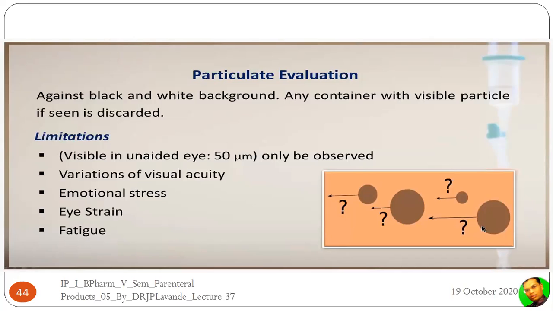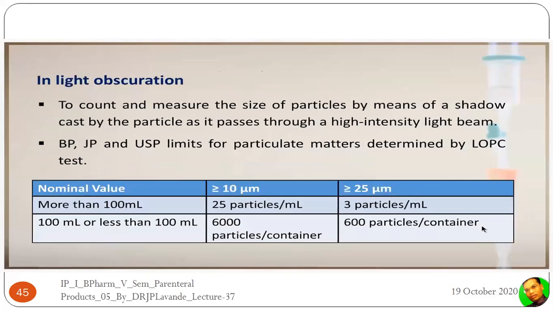This method, being manual inspection, has its limitations. With the naked eye, we can only observe particles larger than 50 microns. Particles smaller than 50 microns cannot be observed with the normal naked eye. Visual acuity varies from person to person, with differences in accuracy and detectability. Emotional stress may give false results. Sometimes there is eye strain and eye fatigue. All these are limitations associated with manual observation.